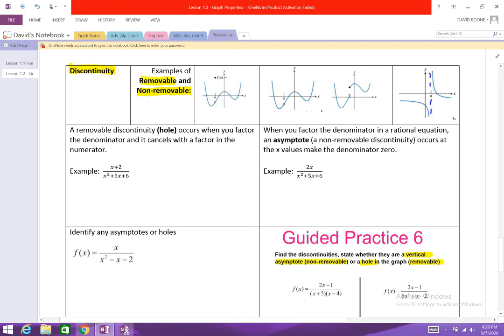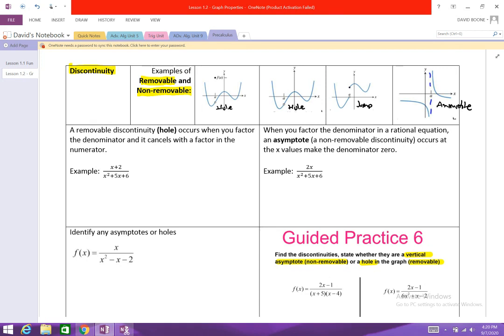At the beginning, we talked about examples of discontinuity, having holes. These two right here are holes. There's a hole there, and a hole here. This one was a jump discontinuity, and this one here was an asymptote. But furthermore, we're going to talk about whether a discontinuity is removable or non-removable.